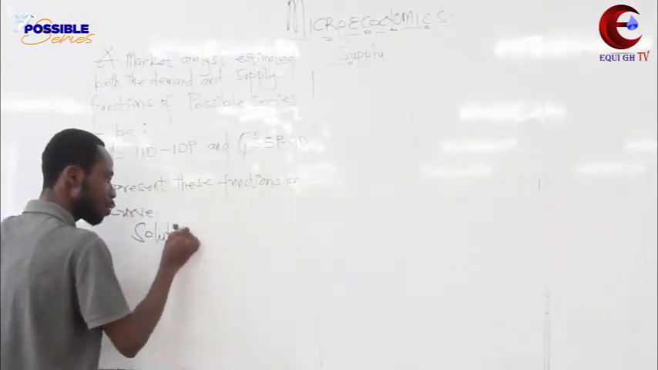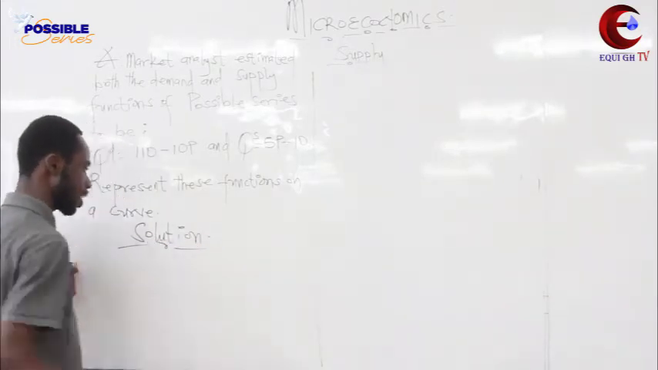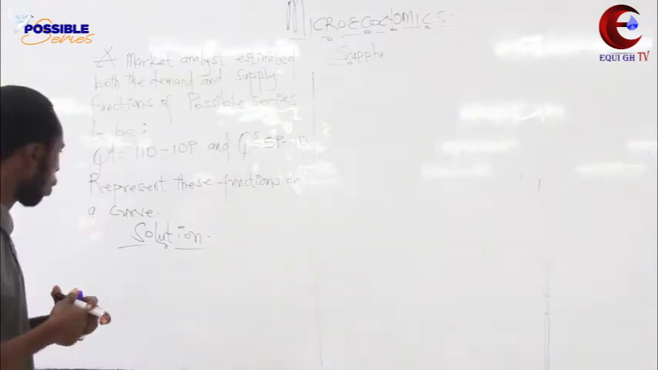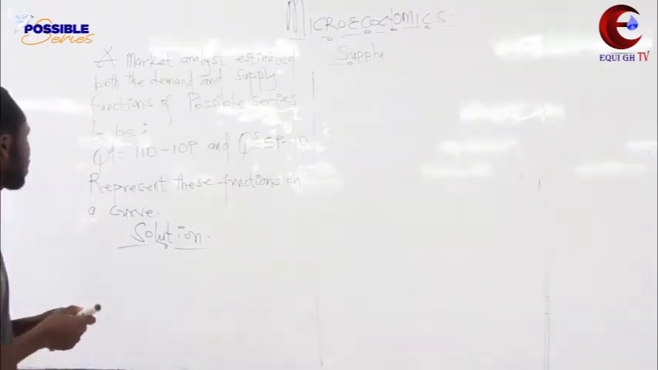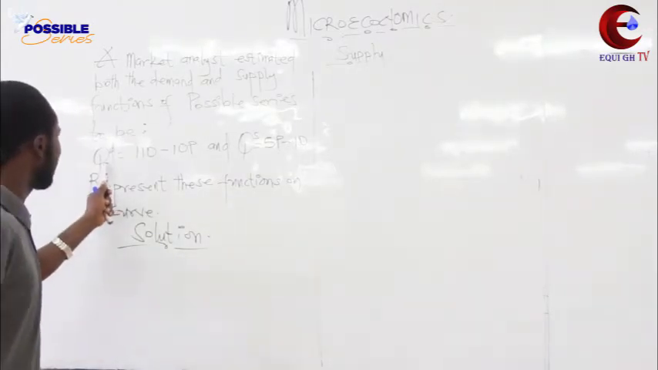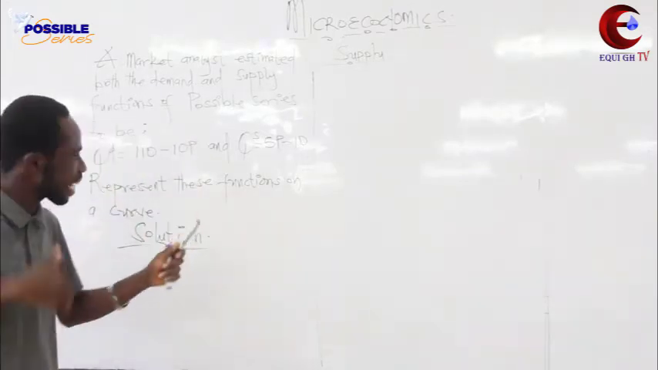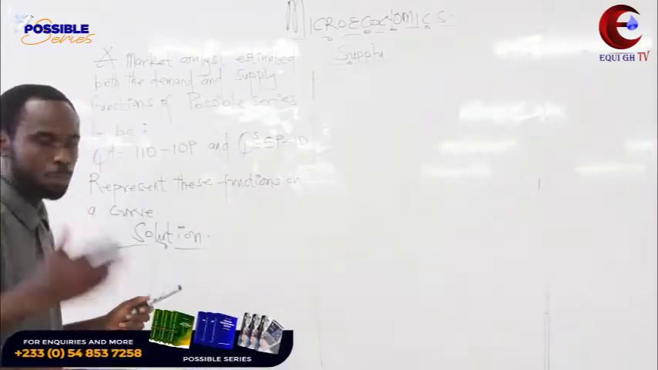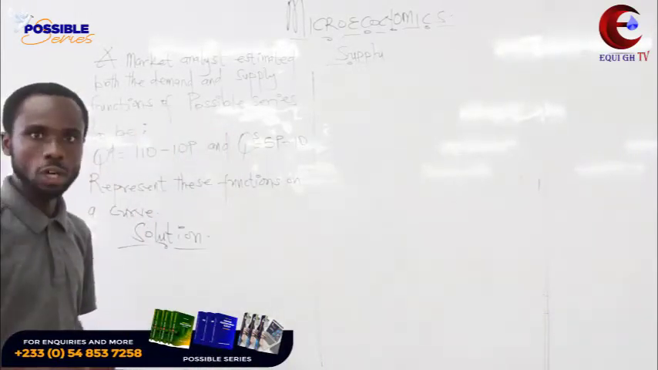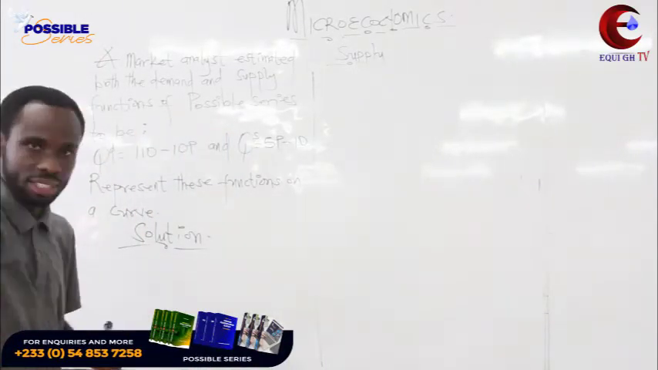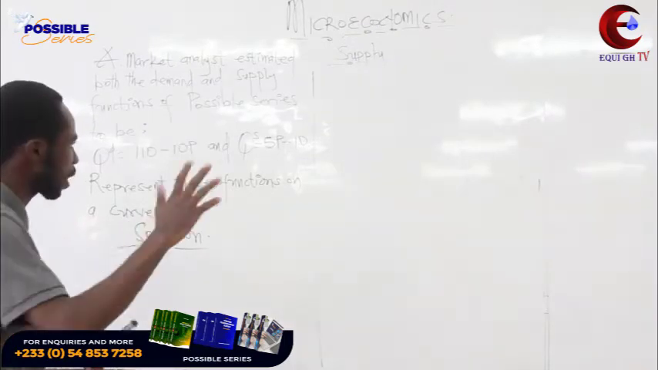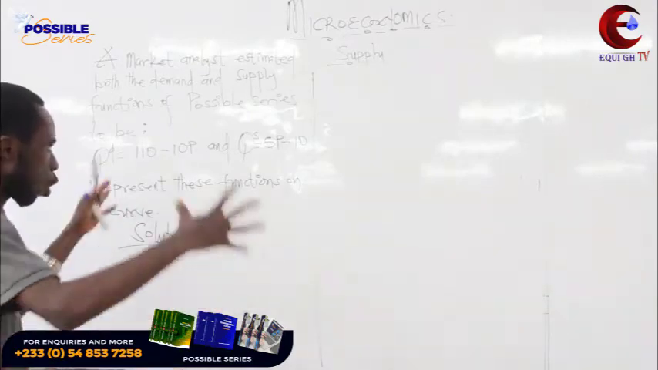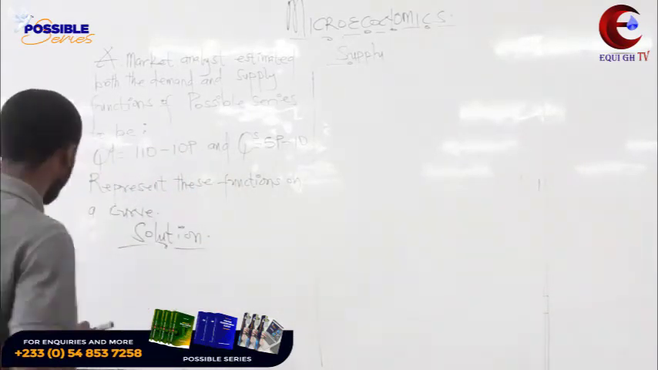And I told you that before you can represent a function on a curve, you need coordinates. I hope it makes sense. So we have to first calculate the coordinates of demand, and then after that we calculate the coordinates of supply, and then we represent the two of them on one single curve. Please, we don't represent each one on different curves, right? The two of them, we represent them on one curve.